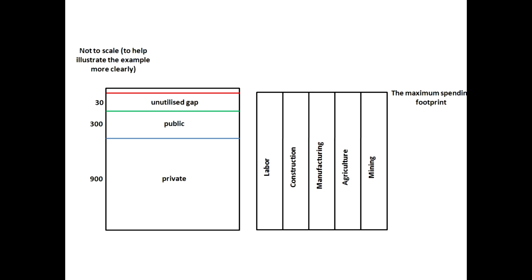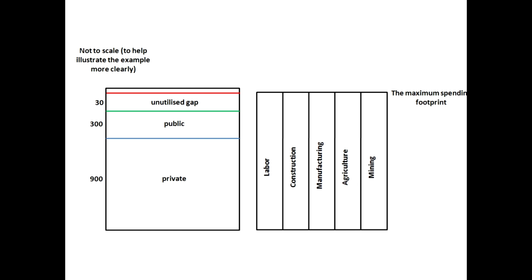The private sector spending footprint is about $900 billion a year. The public sector is about $300 billion for a GDP total of around $1,200 billion. From our earlier part of the video where we were targeting a deficit of about 3% of GDP, that equates to about $36 billion, but I'm just going to use 30 for a nice round figure. Note then, if we presented the diagram to scale, that it would be hard to see the 30 billion section. So I'm going to make it not to scale and keep our unutilised part the same size so we can see what's going on more clearly.